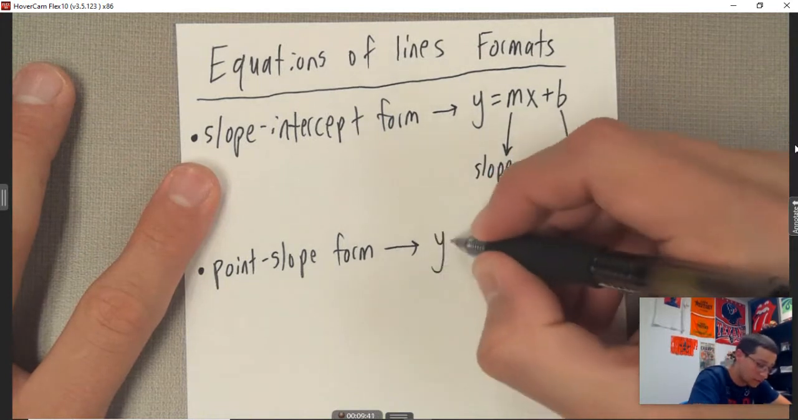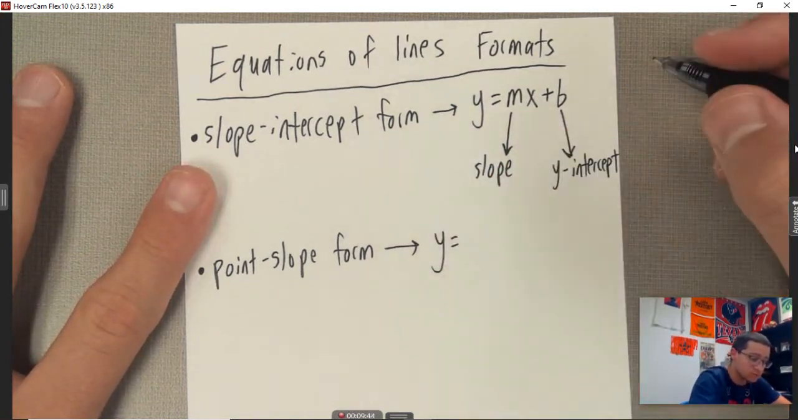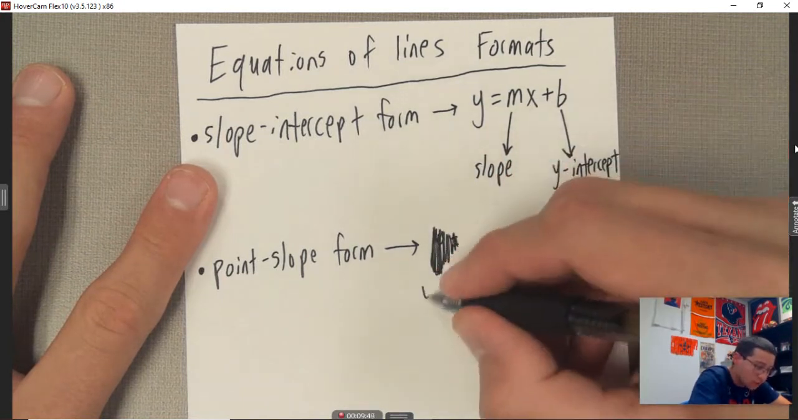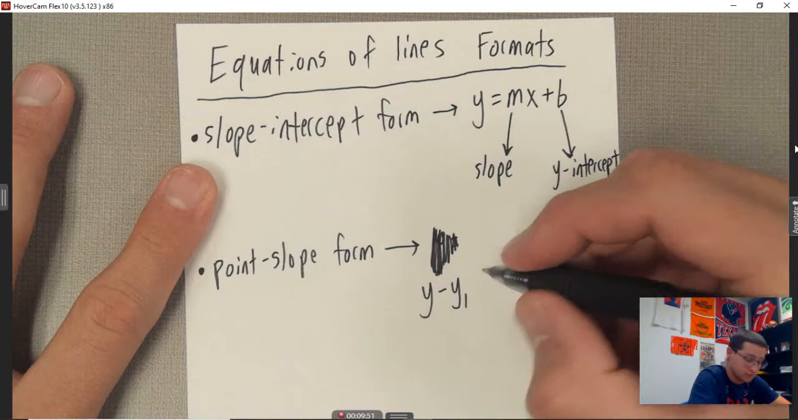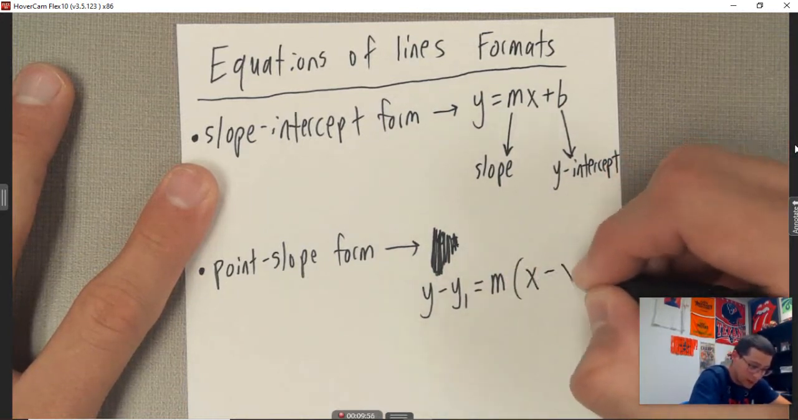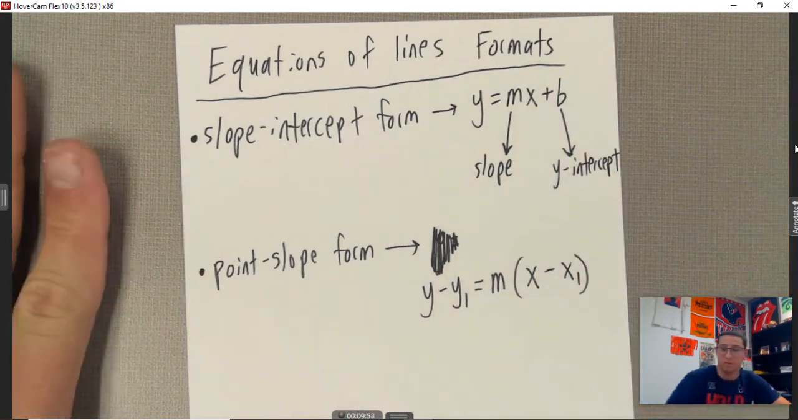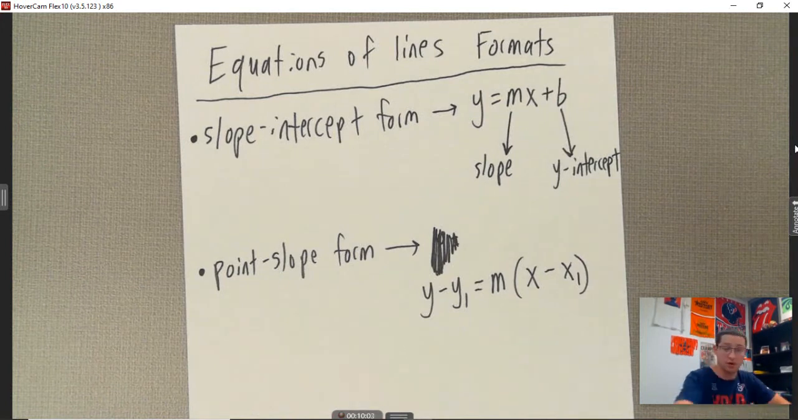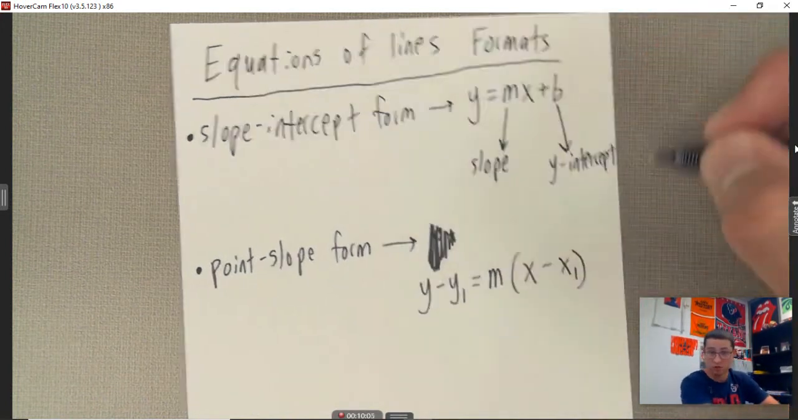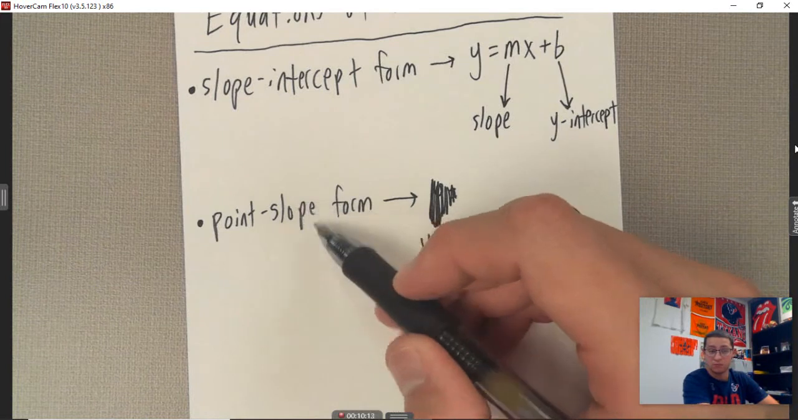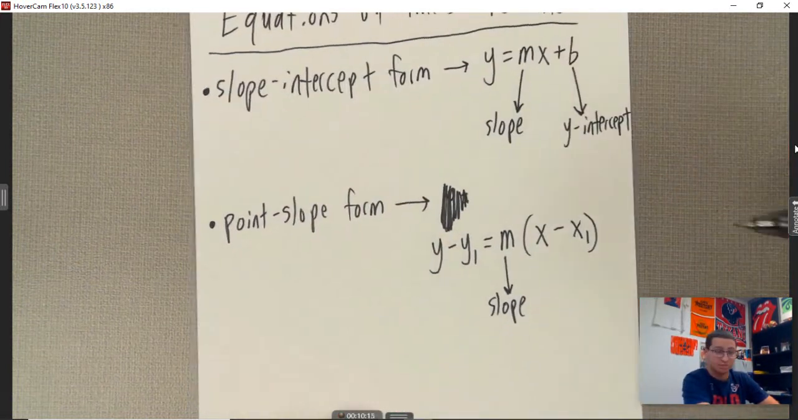Okay, so let's go ahead and look at it. Y minus y1, apologize for that, equals m times x minus x1. Okay, so that's the form we're working with in point slope. Now let's go ahead and look at it again. m was the slope, and we are luckily consistent here. It is still the slope, all right? They both have slope in their equation.